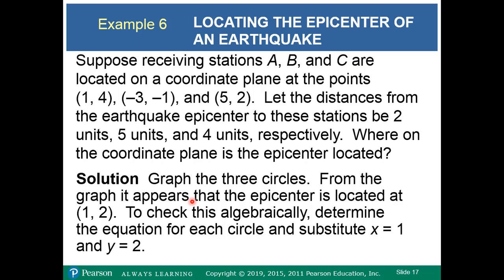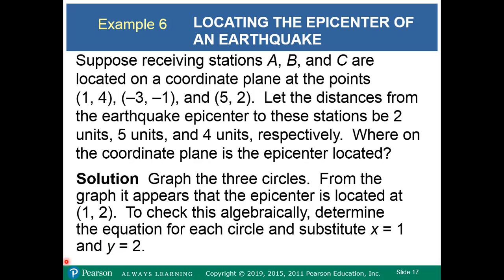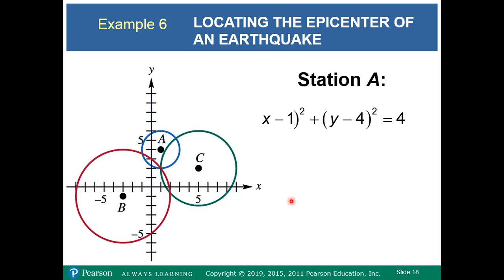From the graph, it appears that the epicenter is located at 1, 2. To check this algebraically, we're going to determine the equation for each circle by substituting x equals 1 and y equals -2. So we're going to graph the 3 circles, right? By graphing those 3 circles, we know that they're all going to intersect right at the epicenter.